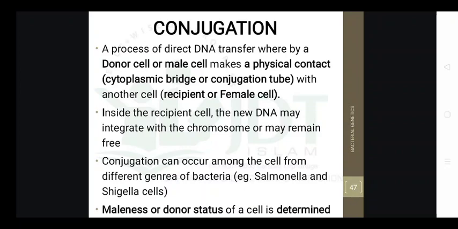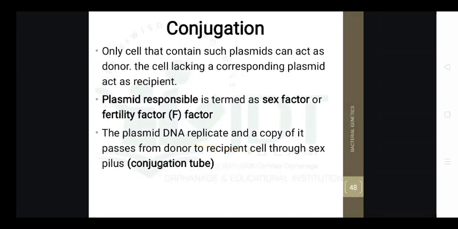The maleness of the donor status is determined by a plasmid which is known as F plasmid, or the plasmid responsible for the production of conjugation tube is known as F fertility factor. The cell which has fertility factor is known as male cell or donor cell, and the cell which does not have it is known as female cell or recipient cell. So this is the plasmid which is responsible for the production of conjugation tube or cytoplasmic bridge. So this is the method of gene transfer through a cytoplasmic bridge, which is known as conjugation.